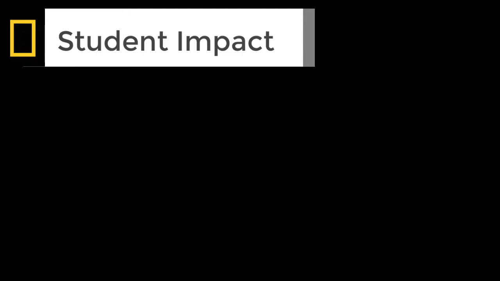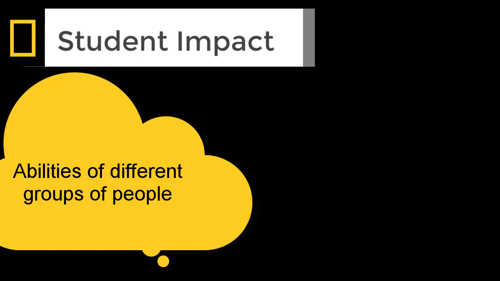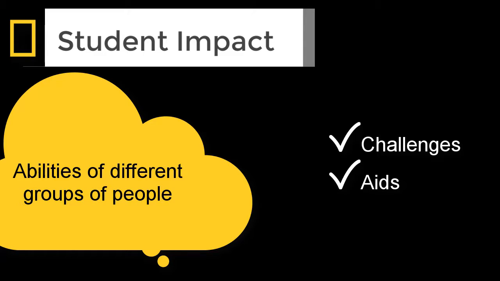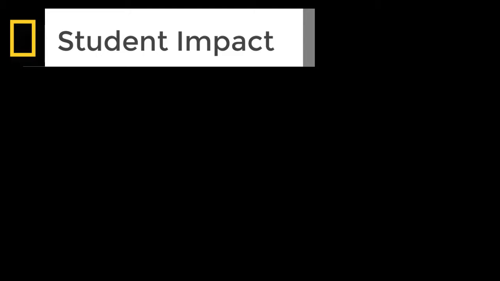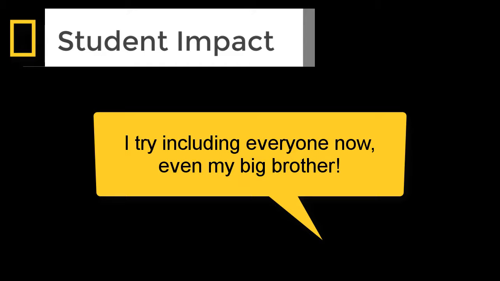They continued to use the empathy they developed during the campfire design activity the next day when they remembered the abilities of different groups of people and were able to identify challenges and things that would assist them within our local community. Following up with the children to understand how the activity altered their perspective, one of them remarked, I try including everyone out, even my big brother.